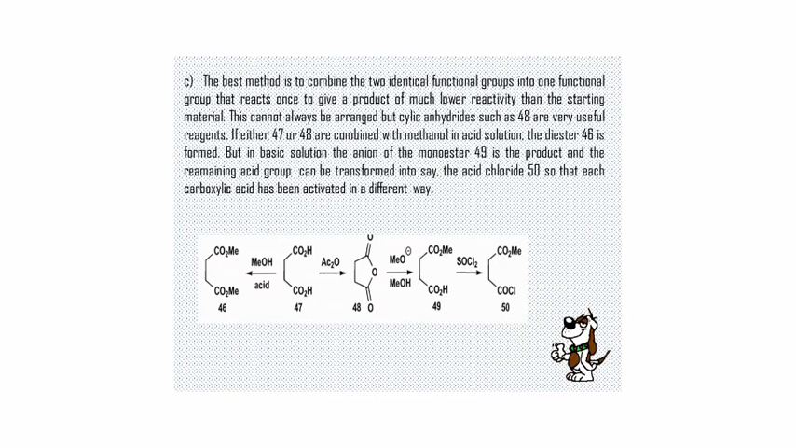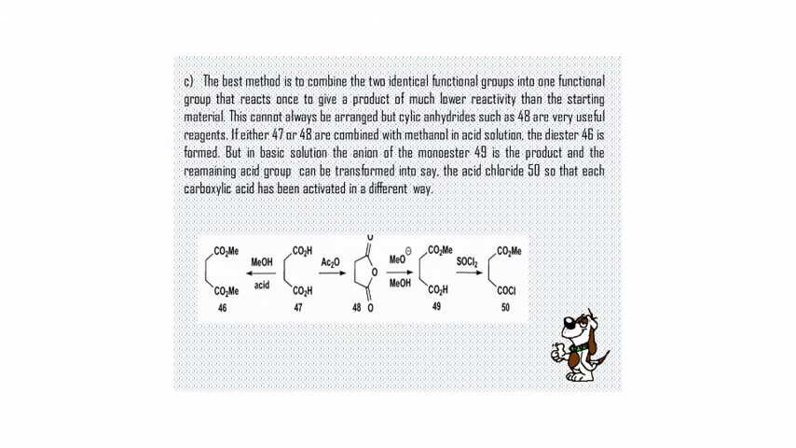C. The best method is to combine the two identical functional groups into one functional group that reacts once to give a product of much lower reactivity than the starting material. This cannot always be arranged, but cyclic anhydrides such as 48 are very useful reagents.